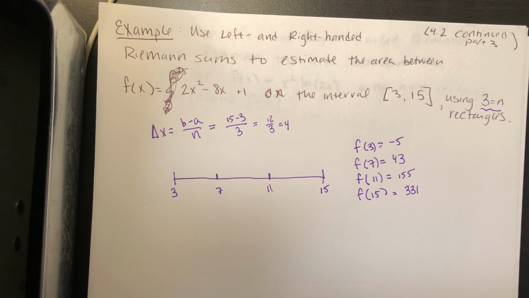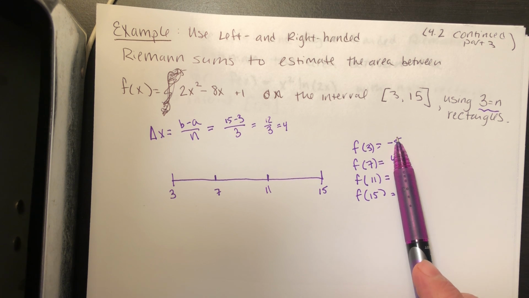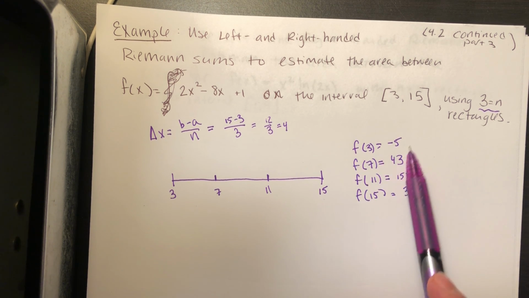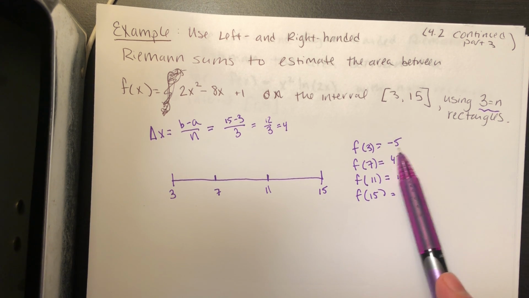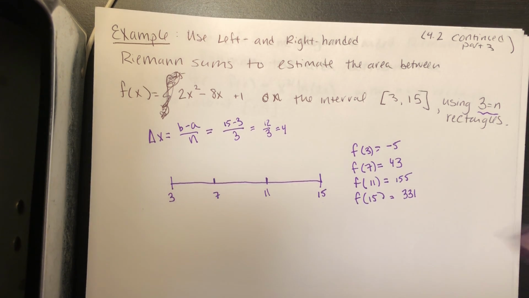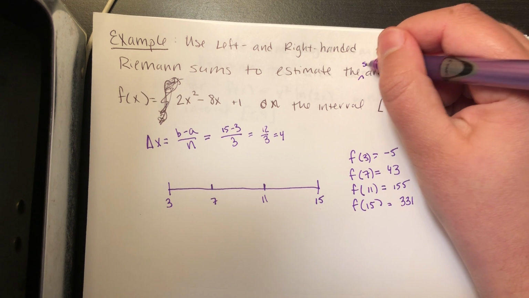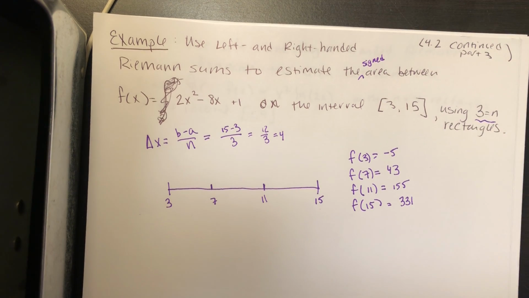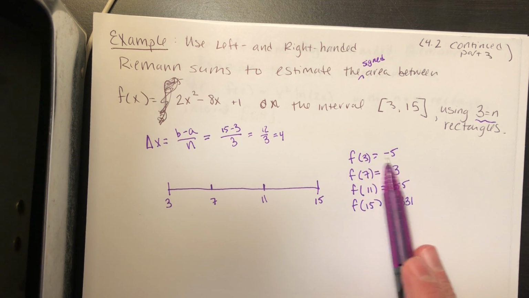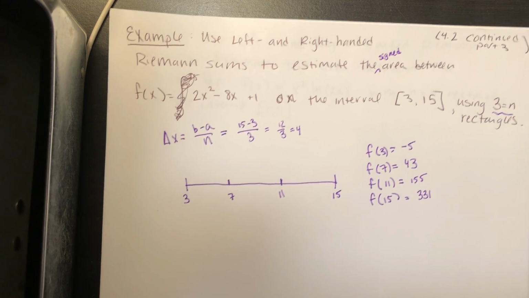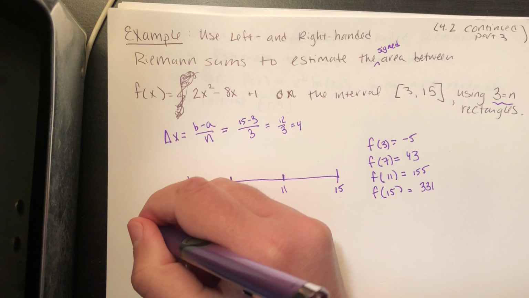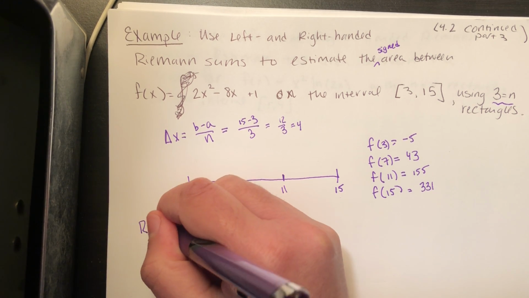But these are telling you the height of these rectangles, and this should maybe jump out at you as a red flag. What the heck does it mean that f of 3 is negative 5? The height of your rectangle is negative 5? How can a rectangle have negative 5 height? Well, just keep in mind that this is going to give you the signed area. I didn't say it, I probably should have. Signed area between the curve and the x-axis, where anything that's underneath the x-axis is negative area. So if you're using this endpoint of 3, it's going to give you a negative area. That's just something to be aware of. Don't worry about it. Alright, let's start with the right-handed Riemann sum.